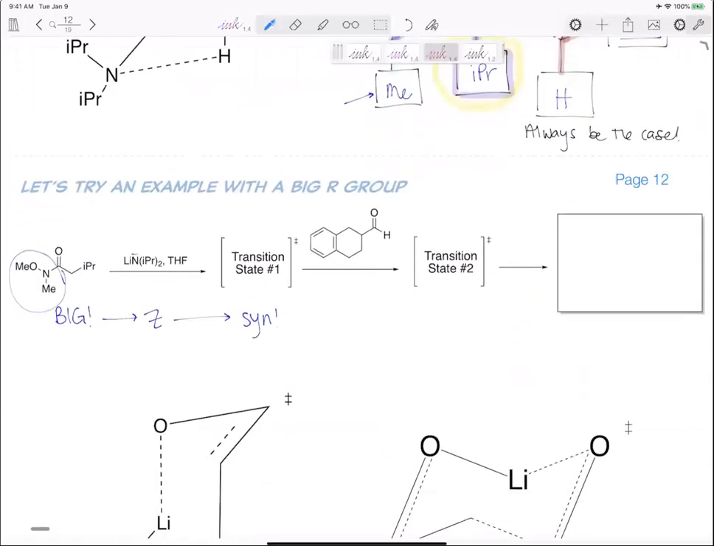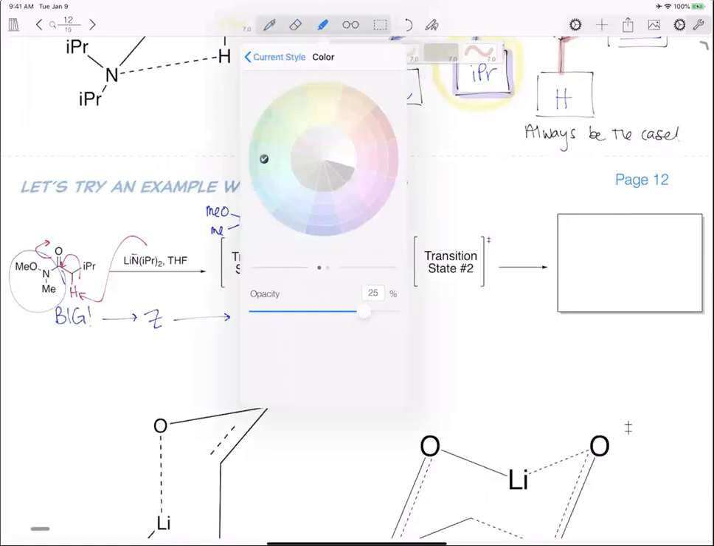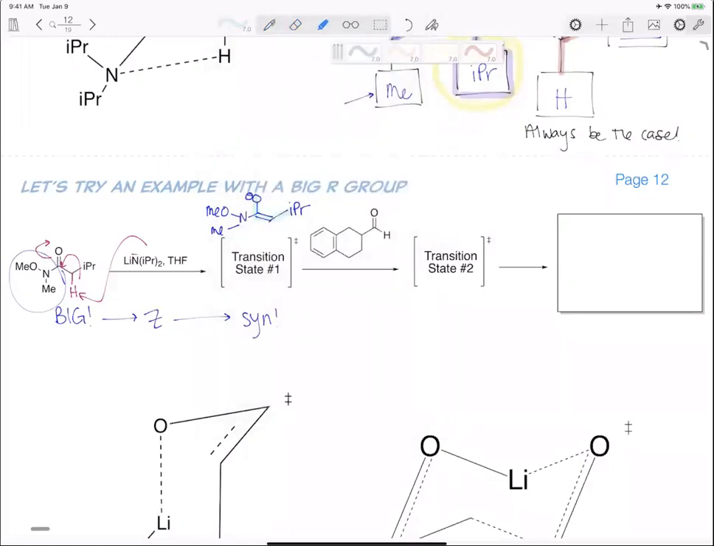So LDA grabs this proton here to form my first intermediate. Remember, it's a Z alkene with respect to which atom? The Weinreb amide or the oxygen? Good. Okay, so let me go ahead and do this here. This green one here tells me that it's a Z olefin, or Z enolate, right?